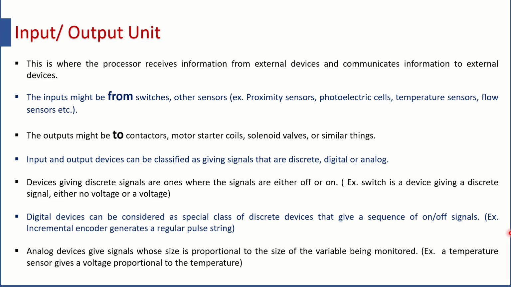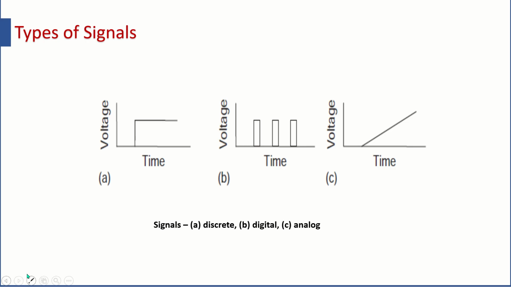The devices that give discrete signals, you can see here in a figure. This is a discrete signal, either completely on or completely off. Then here is the digital signal. We have digital pulses. And this is an analog signal, which is continuously varying with time.